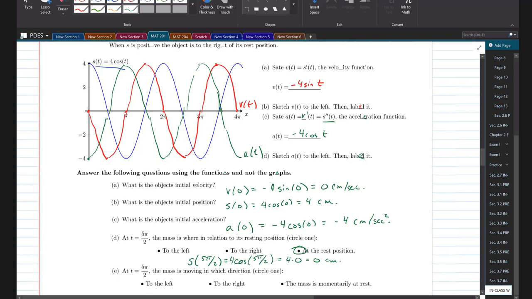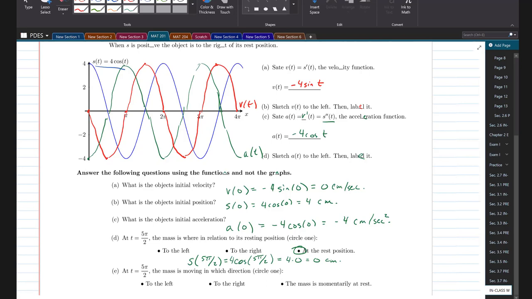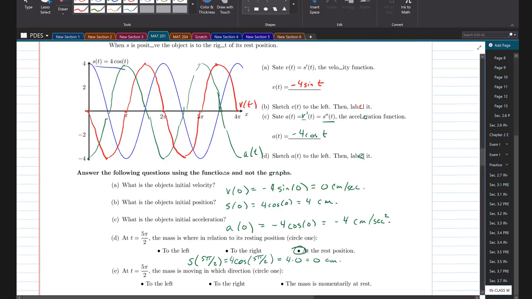You can check that on the graph. Let's go out to 5 pi over 2 on the graph. There's pi over 2, pi, 3 pi over 2, 2 pi, and there's 5 pi over 2 right there. And sure enough, at that point in time my position is 0.